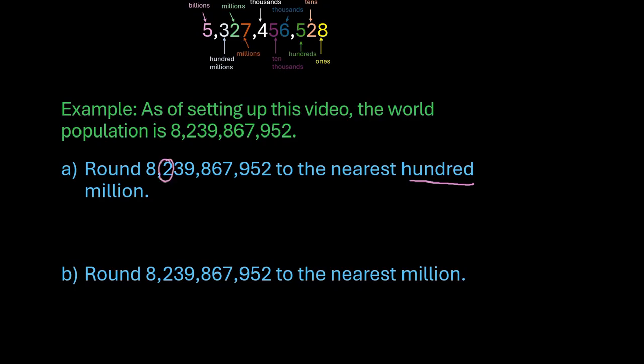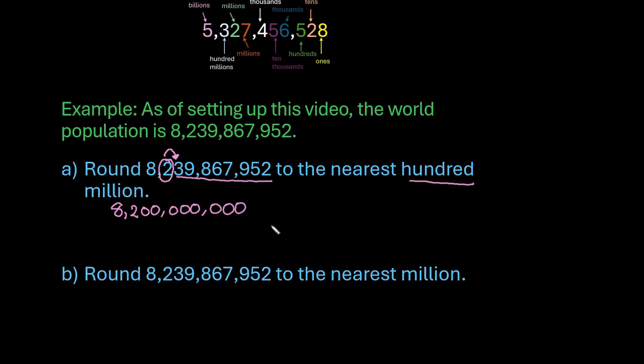And then what you're going to do is look to the right and decide, is that greater than 5 or is it less than 5? So since 3 is less than 5, we're not going to change anything. So if I round this, it would be 8,200,000,000, and we would just change all of our other values to zeros. So all of these values to the right are just going to be changed to zeros.